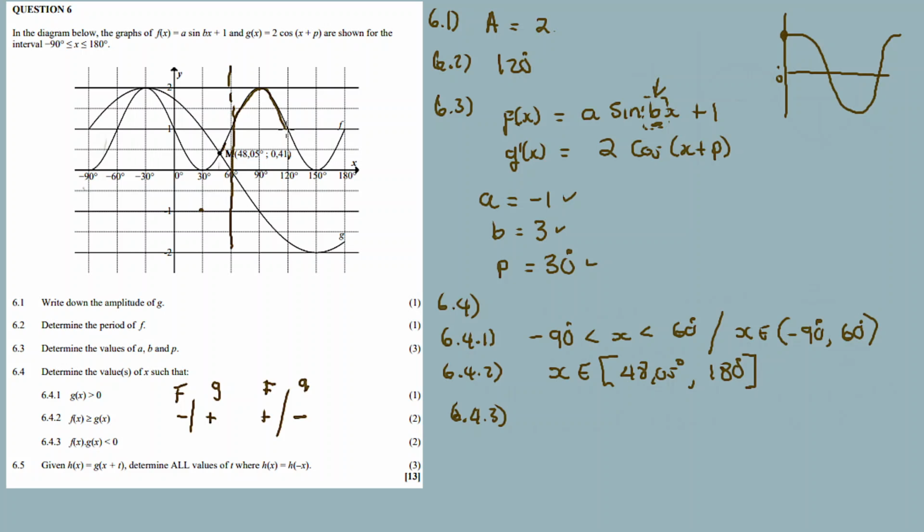F positive, starting from this line, f is positive going to the right. Starting from this line, g is negative. Starting from 60 degrees to 180, f is positive, g is negative. Let's look at another place where it's positive by 2, so it's only this place.